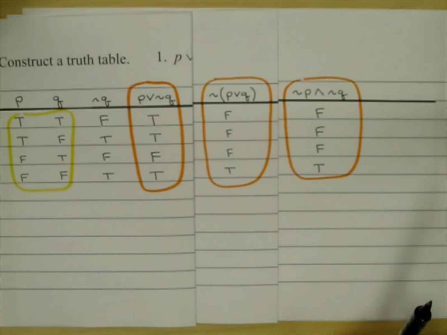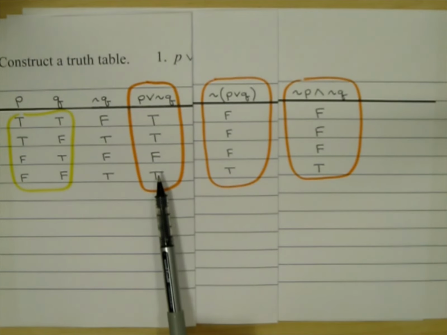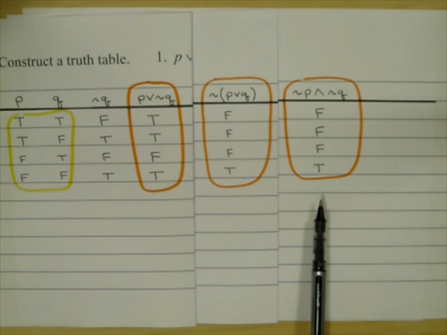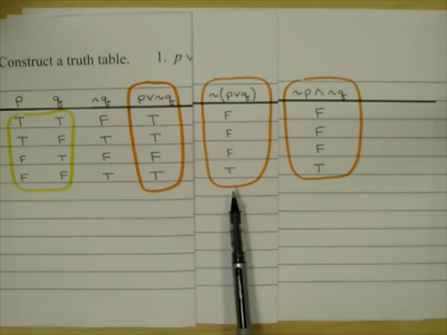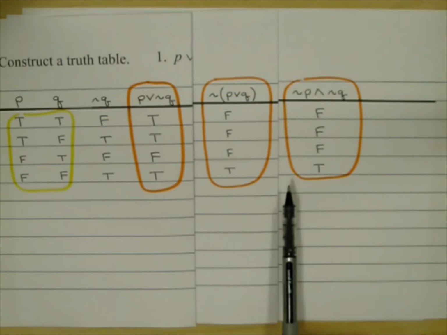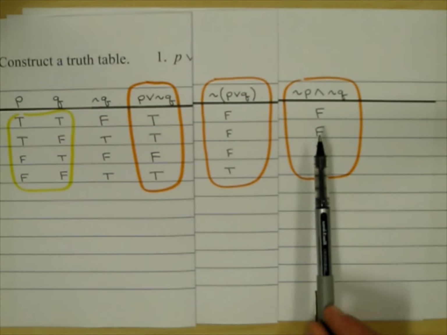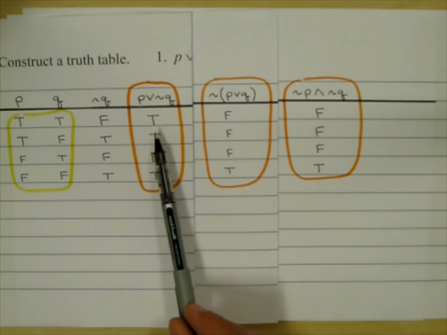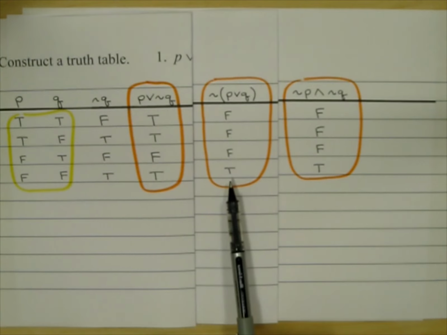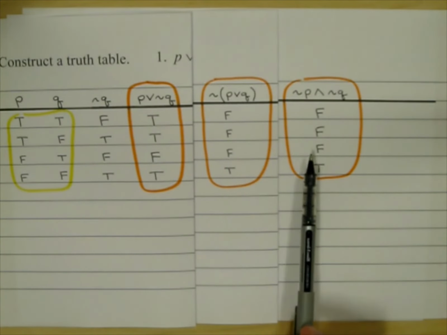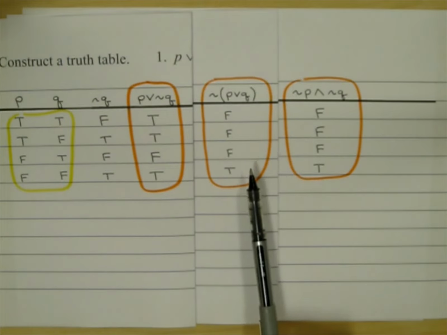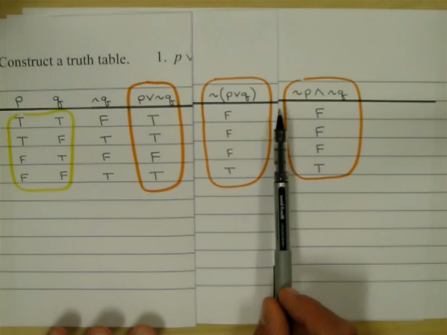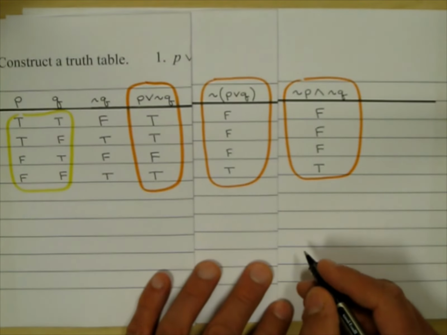So what do you notice about, here's the results from 1, here's 2, here's 3. Well, you notice that the last 2 problems that we had, the final column of the truth table happens to be identical. False, false, false, true. False, false, false, true. Whereas the first one does not look like those. So if your final columns are identical, then we can say that these 2 statements, so let me write this down.